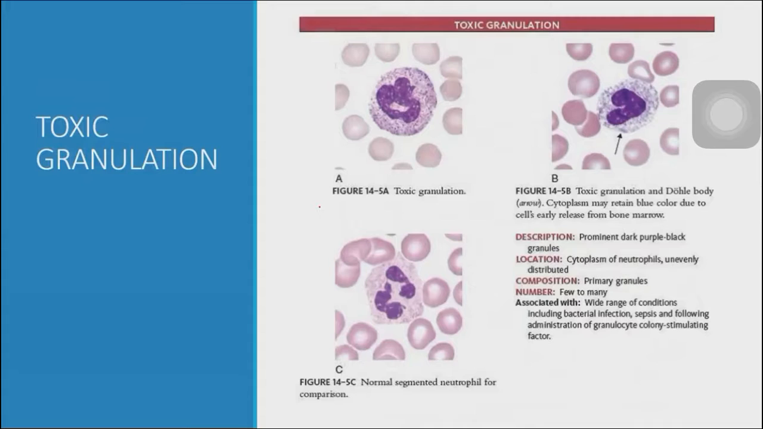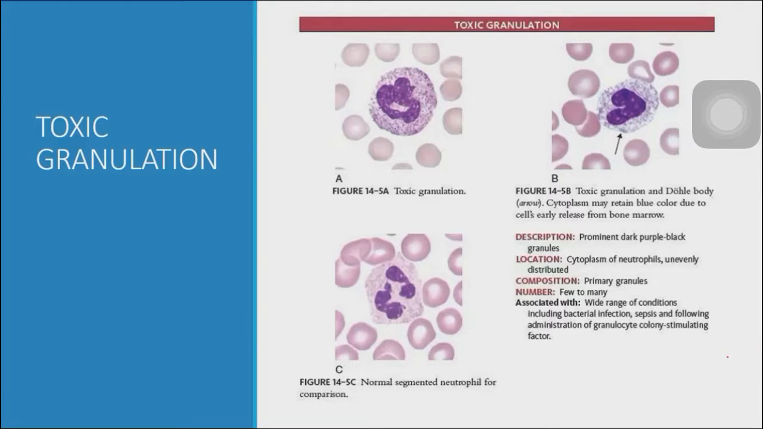Next we have toxic granulation. Here, toxic granulation is the presence of increased or prominent dark purple-black granules. What are these? They are actually primary granules. Where is toxic granulation associated? They are associated with sepsis and severe bacterial conditions. That is where toxic granulation appears.